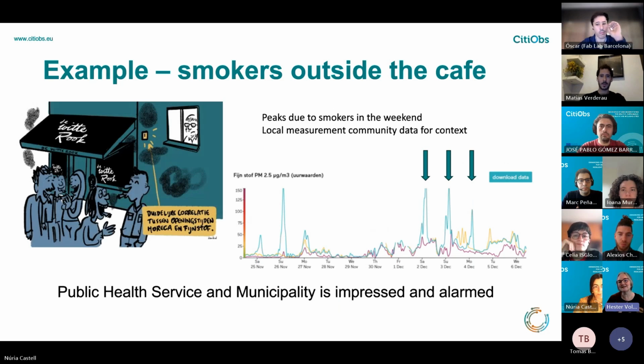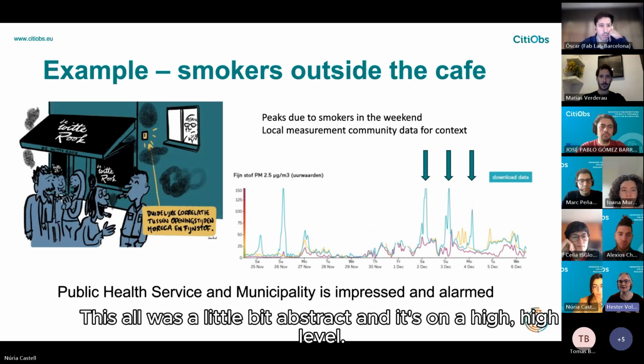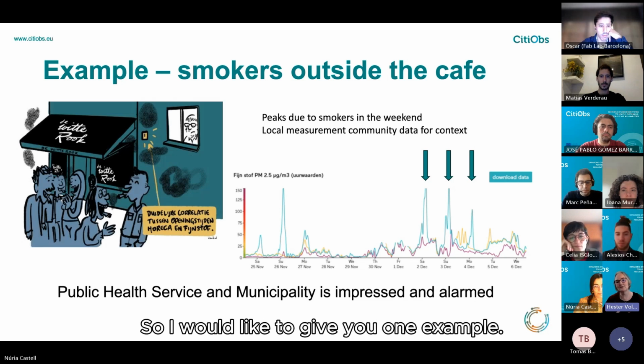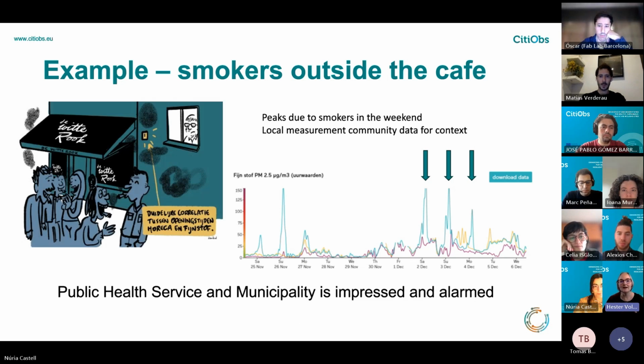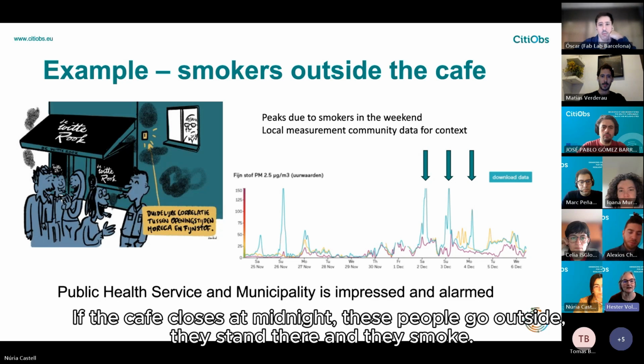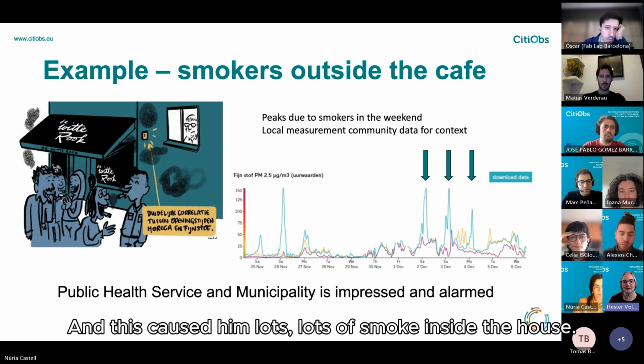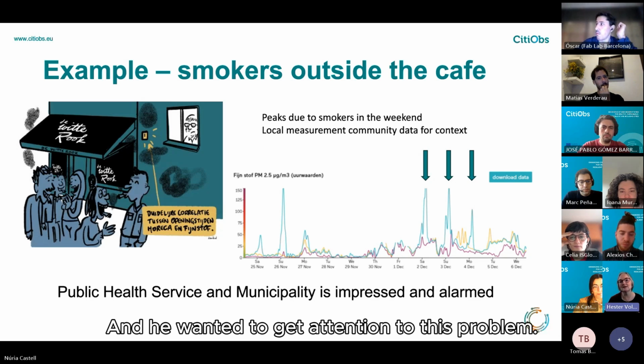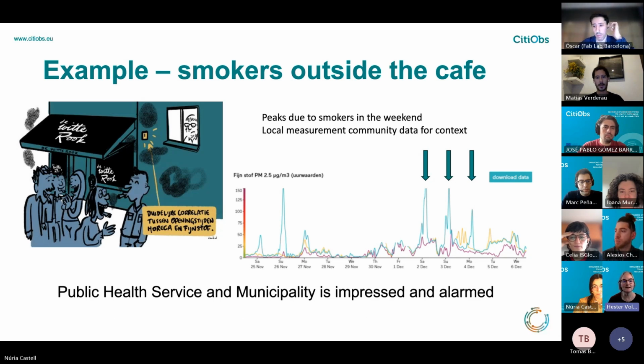Yeah, so this all was a little bit abstract. It's on a high level. So I would like to give you one example. This was from a guy you see here, the grumpy guy behind the window. He has problems with smokers outside the cafe. If the cafe closes at midnight, these people go outside, they stand there and they smoke. And this caused him lots of smoke inside the house, and he wanted to get attention to this problem.